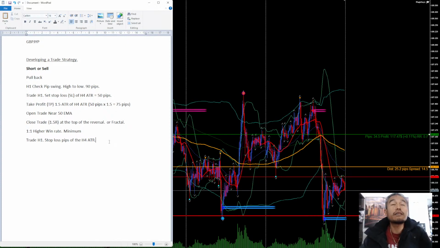So this is the strategy. Usually, the ATR of the H4 is the number of pips we want to take profit. So, in conclusion, how many pips you want to take profit is determined by the H4. I think that's a wrap.